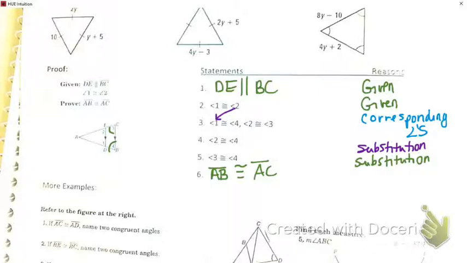So why are these sides congruent? The bottom two angles are congruent. What kind of triangle is that? Isosceles. Isosceles says if the bottom two angles are congruent, the sides are congruent. And so the reason is isosceles triangles. Questions?